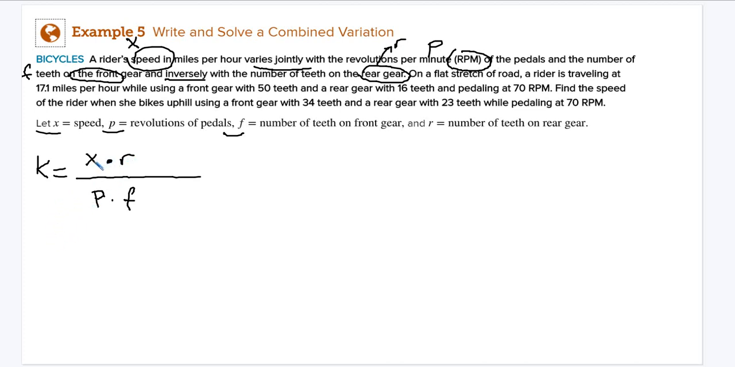One more time. X is directly proportional with P and F. That's why P and F here, bottom here, under X. And inversely with R, so R is next to X here. So X times R should be equal to P times F. That will be like X1 times R1 over P1 times F1 is equal to X2 R2 over P2 and F2, like that. Okay, that's the deal.